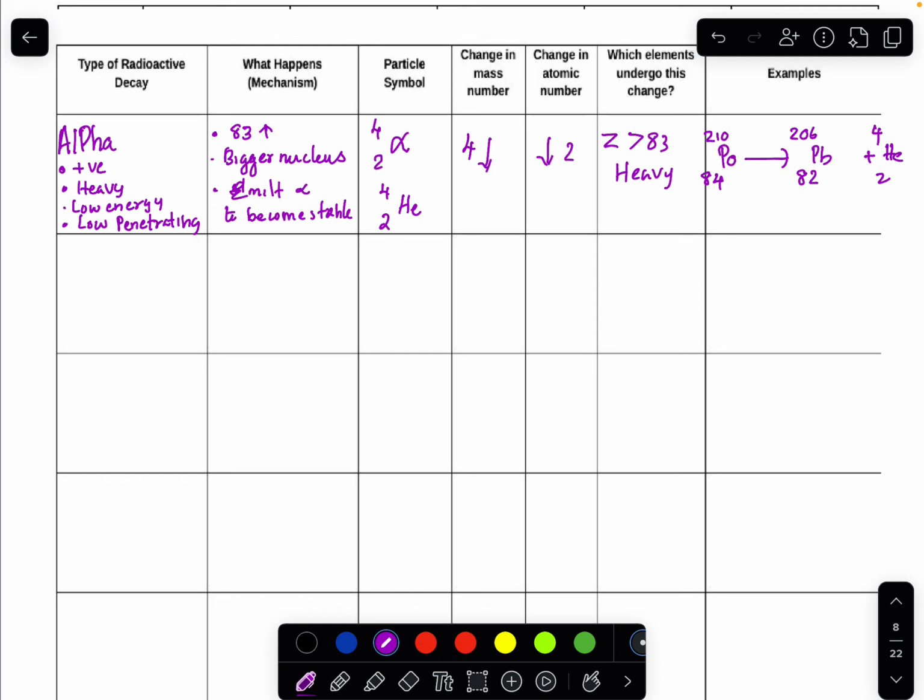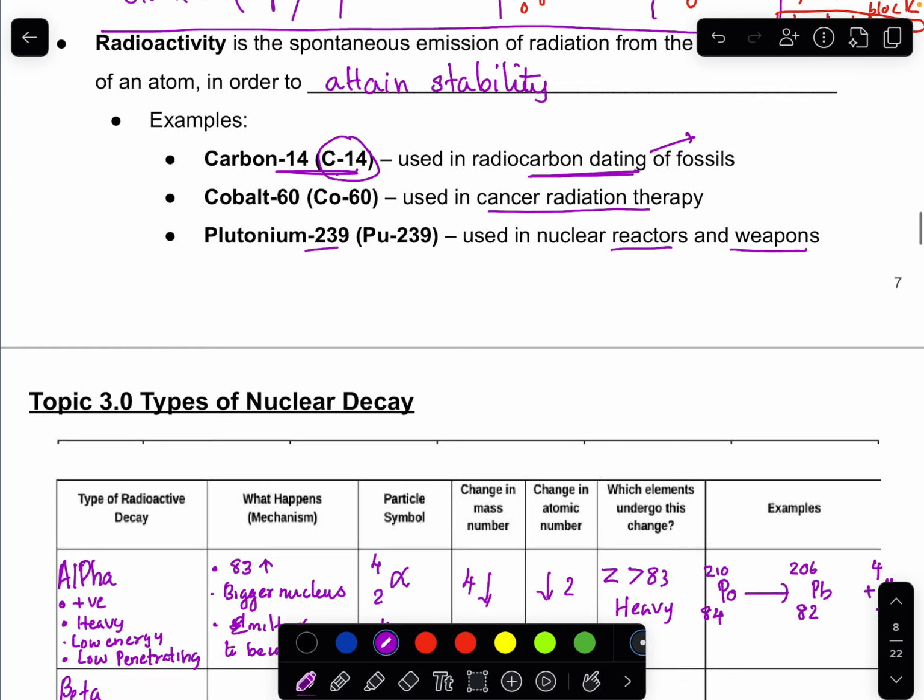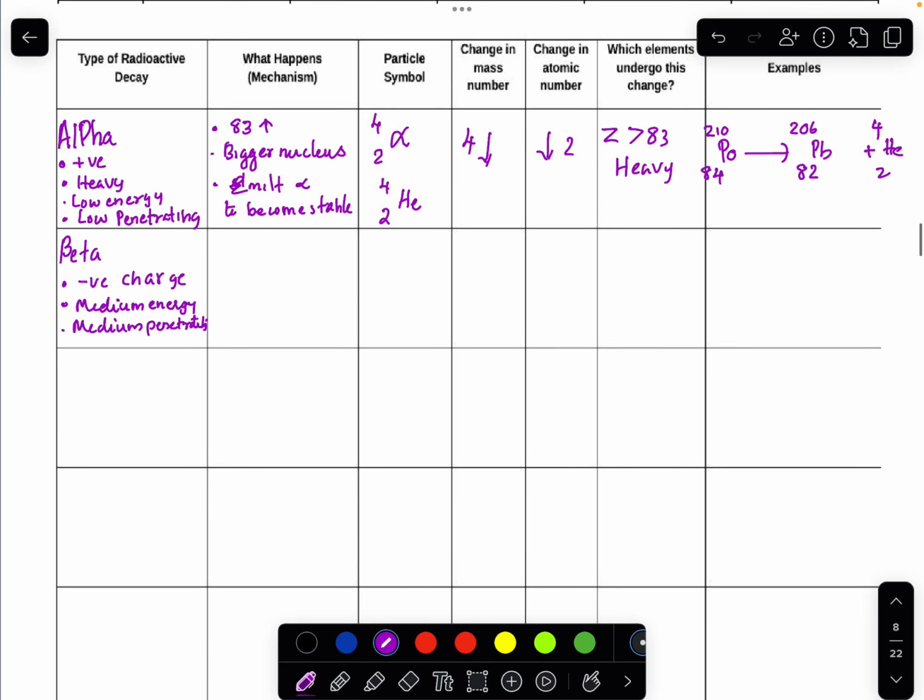Now let's go to the second one, which is beta particle. So energy, they have negative charge, not heavy, and energy is medium, more than alpha particle. Medium penetrating ability. We can stop it by a piece of paper, right? We already wrote that here. If you already wrote that there, you don't need to write it again.